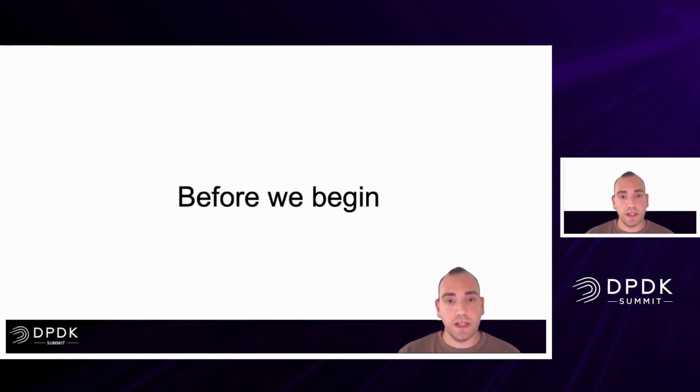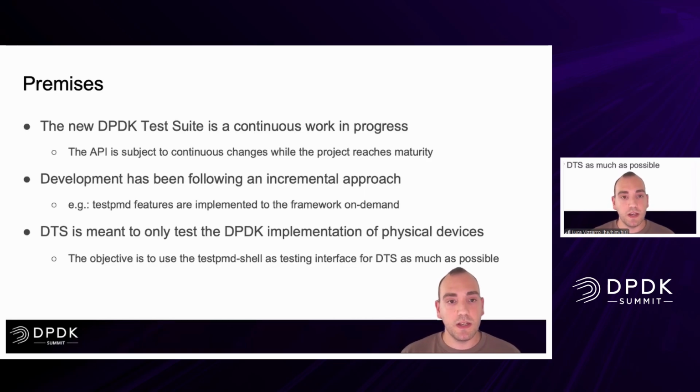But before we start doing that, there are some requirements and premises that need to be said. First of all, the new DTS, DPDK Test Suite, is a continuous work in progress. What that means effectively is that the API is subject to continuous changes while the project reaches maturity. If you're a developer writing a test suite, things can easily change as we start merging new stuff, as the framework is very young, and there are things that are missing.